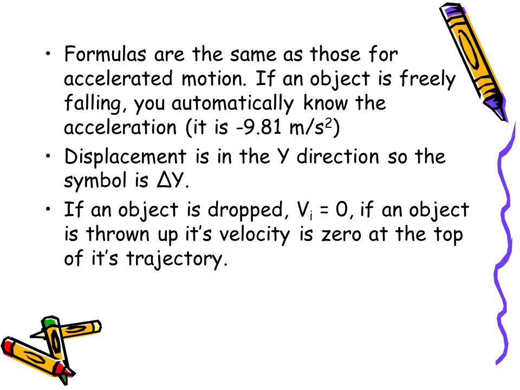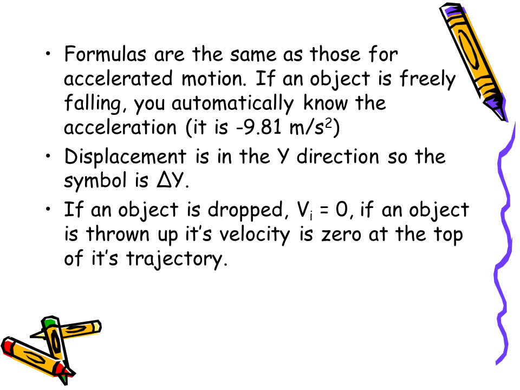The formulas used for free fall problems are the same as those used for accelerated motion, those formulas we used in the last section. The only difference is that now we're moving in the vertical direction, not the horizontal. So replace your x's with y's. Also, if an object is in free fall, you automatically know the acceleration. It's negative 9.81 meters per second squared.